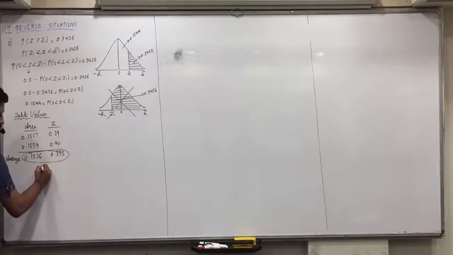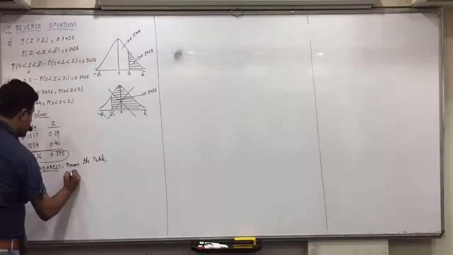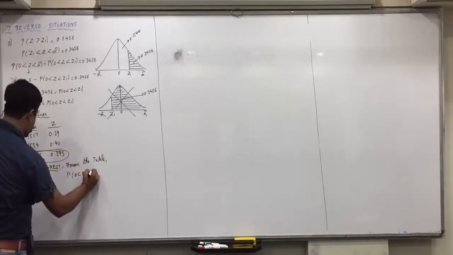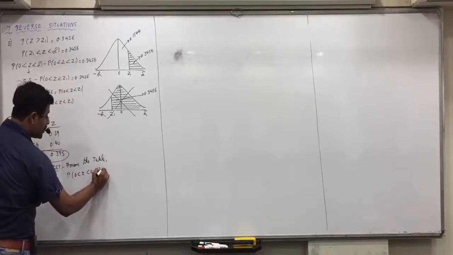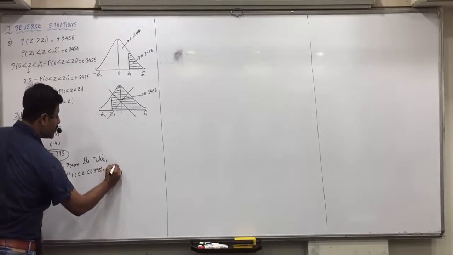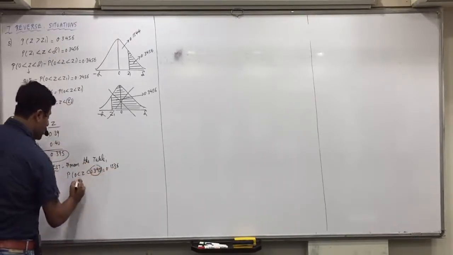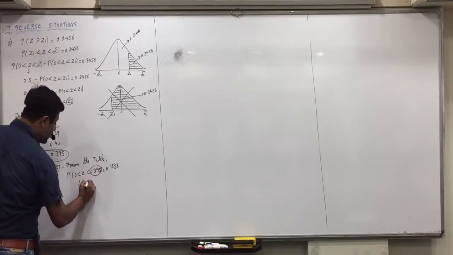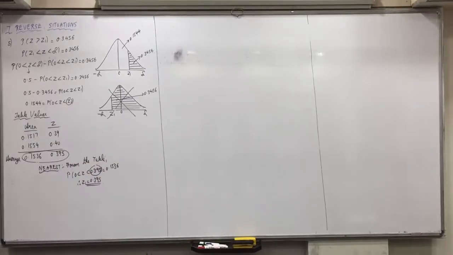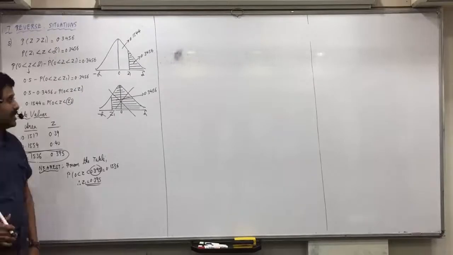So you'll say the nearest one from the table: P of 0 less than Z less than 0.395 is equal to 0.1536. So we will take Z1 as 0.395. It is on the right side, so is it positive or negative? Understood this, everyone? Now the sixth, let's do it together only, otherwise time will run out.